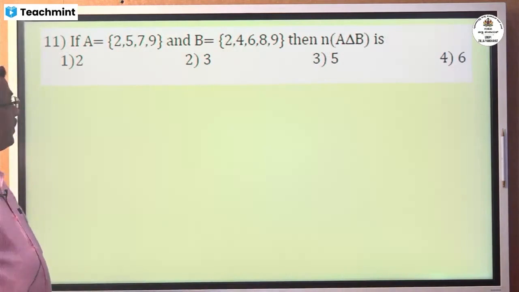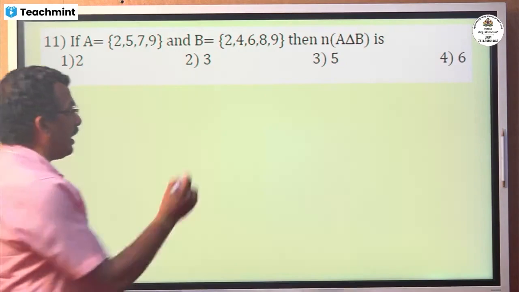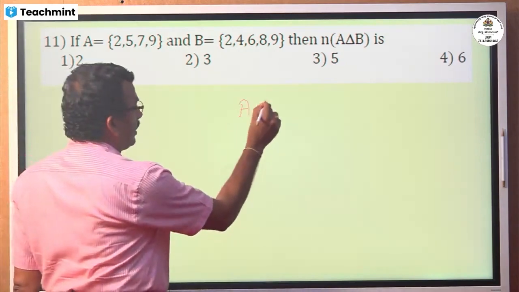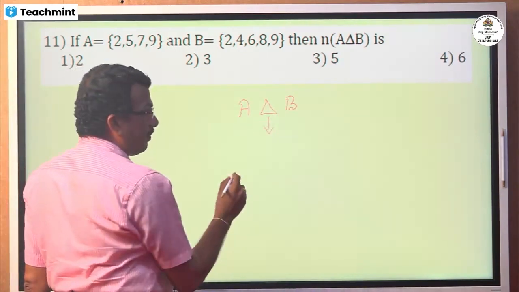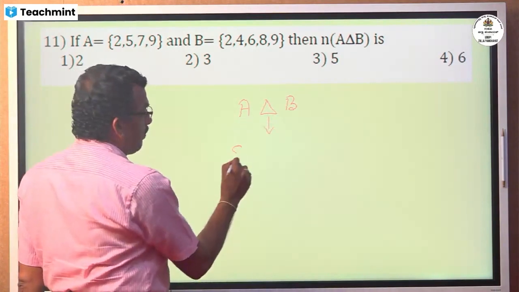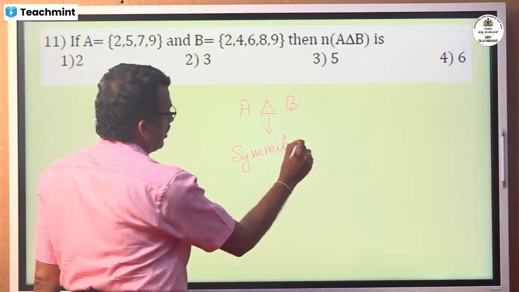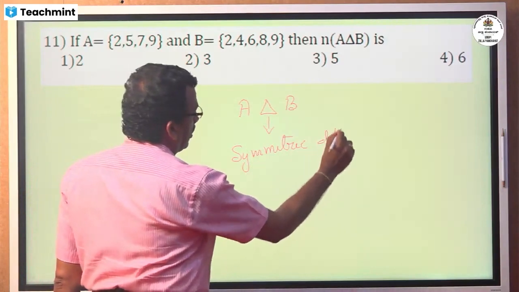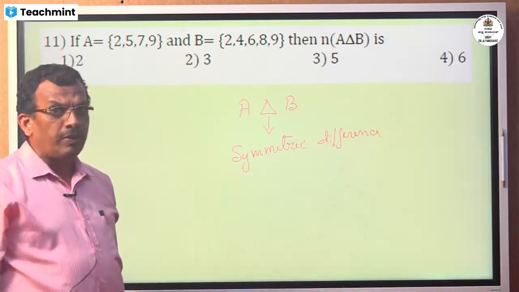Next, if A is a set with elements 2, 5, 7, 9, B is with 2, 4, 6, 8, 9, then you should know this symbol's meaning. This is the symbol which represents symmetric difference. What do you mean by symmetric difference?